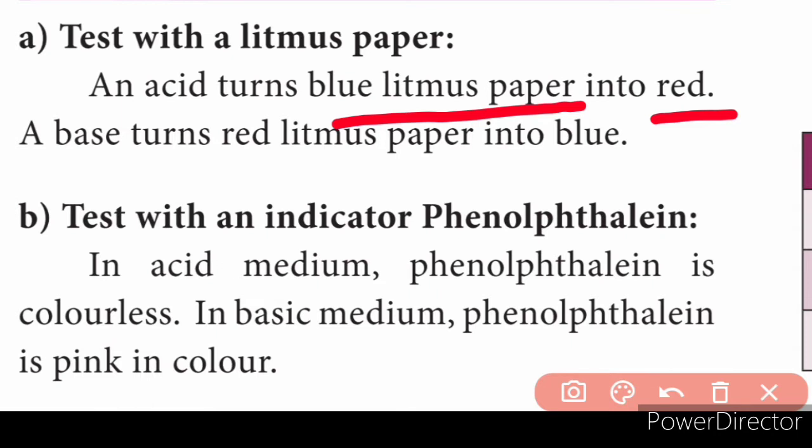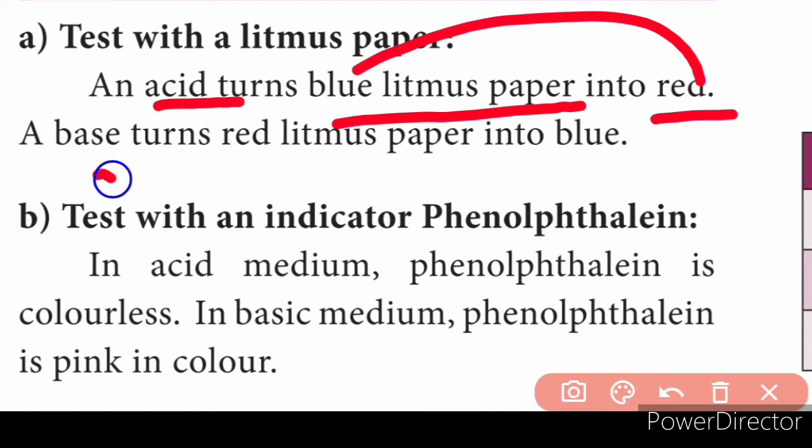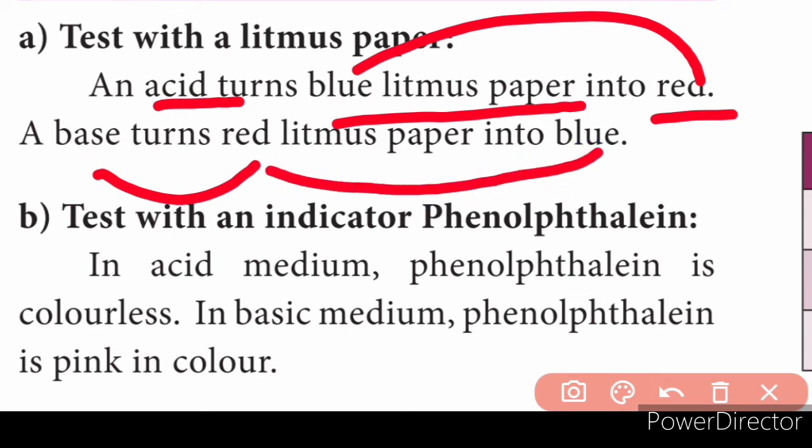When you dip blue litmus paper in acid, the blue color gets changed into red. So acid turns blue into red, whereas a base turns red litmus paper into blue. Totally the reverse reaction. Acid turns blue litmus into red, whereas base turns red litmus into blue.